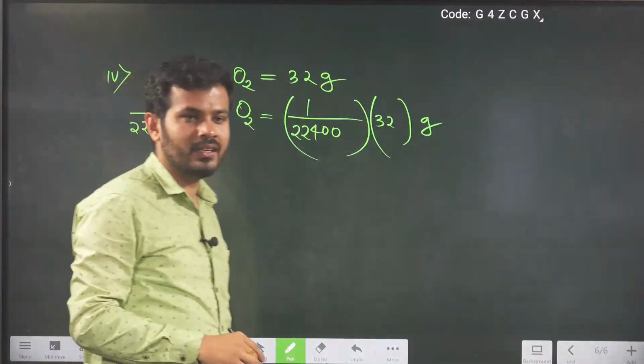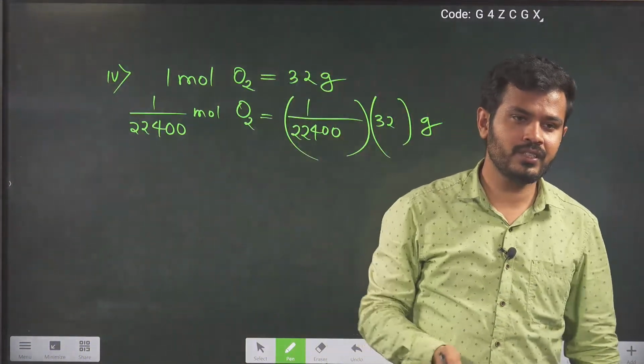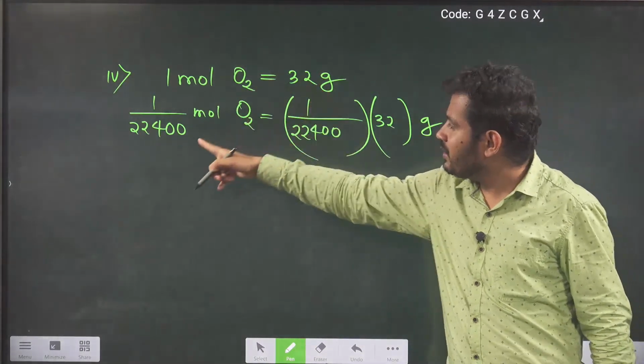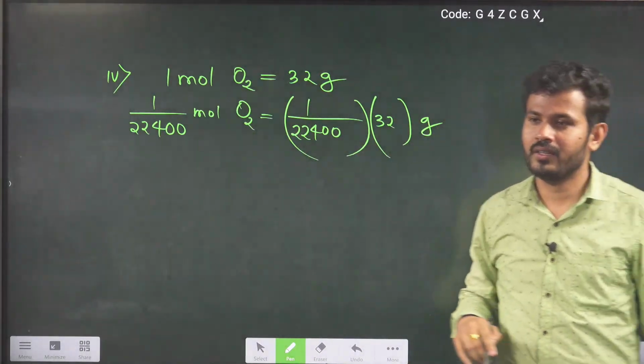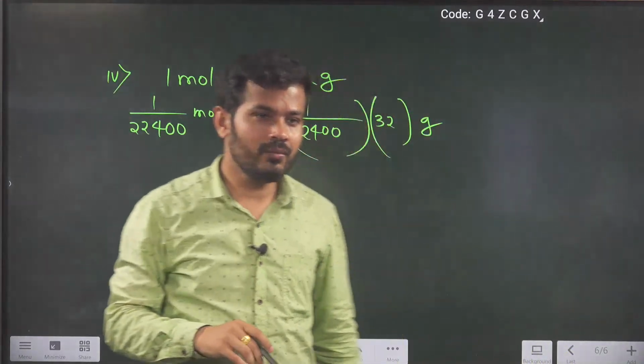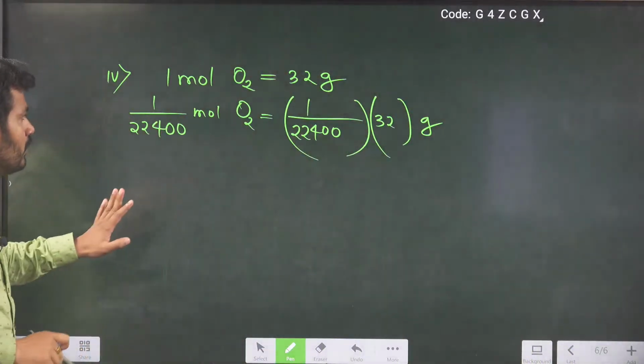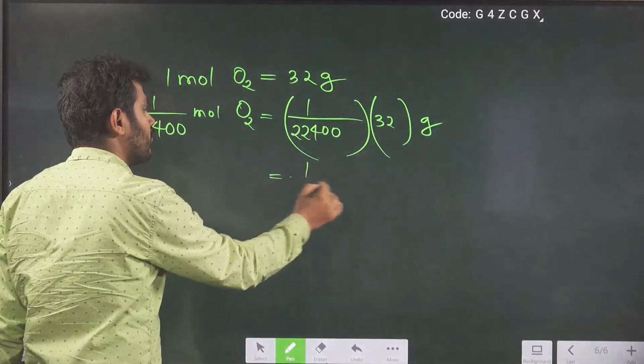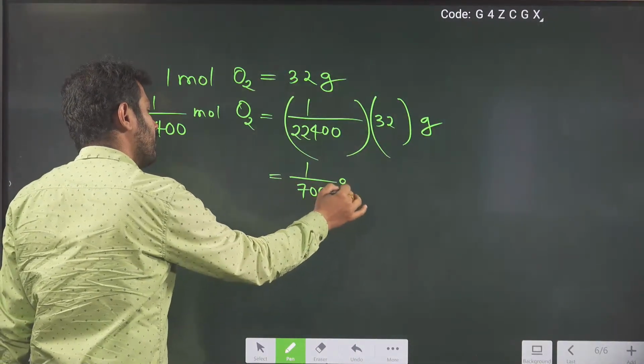1 pen 2 rupees, 2 pen 4 rupees, 3 pen 6 rupees, 5 pen 10 rupees. That is what I have done. 1 mole is this many grams, this many moles, that into 32 gram. So 1 by 700 gram. You can solve it further.